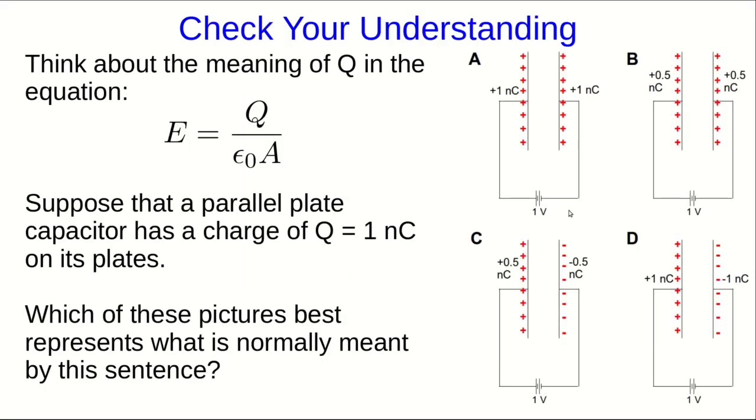In writing down the E field inside a parallel plate capacitor, I used a meaning of the charge Q. The symbol Q in that E field equation has a very particular meaning. So suppose we have parallel plates, and this capacitor has a charge Q of 1 nanocoulomb on its plates. Which of these pictures is what we mean by that sentence?